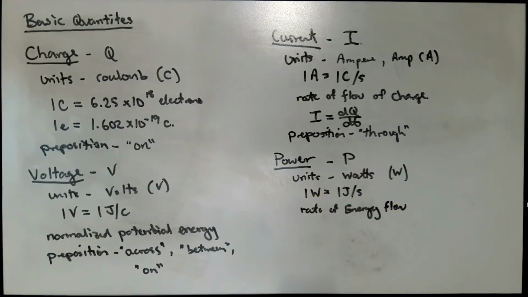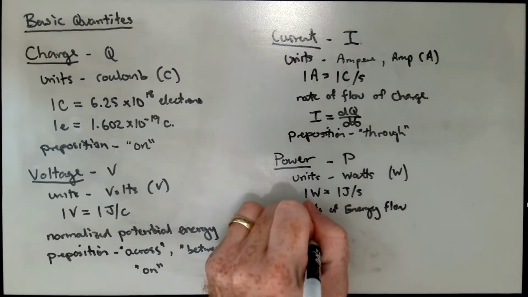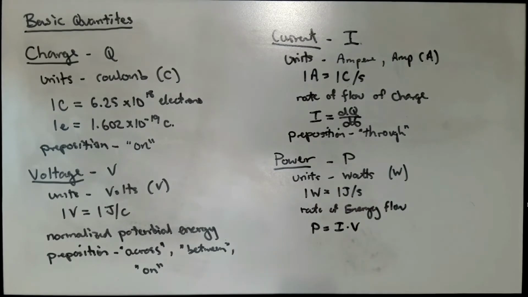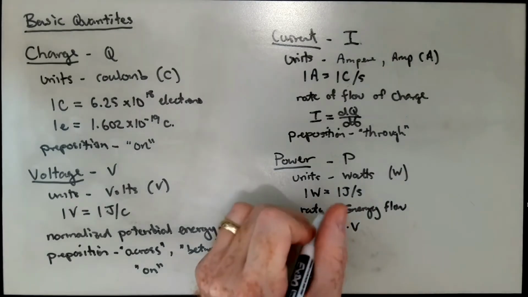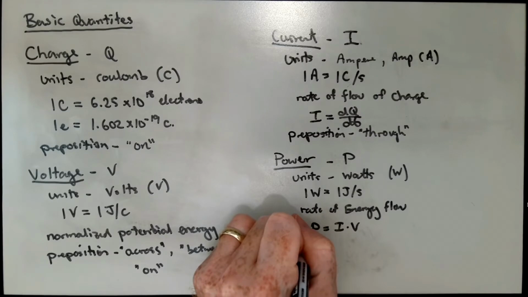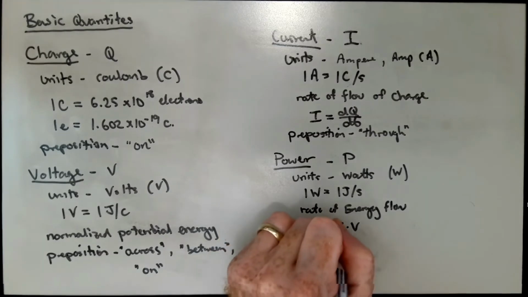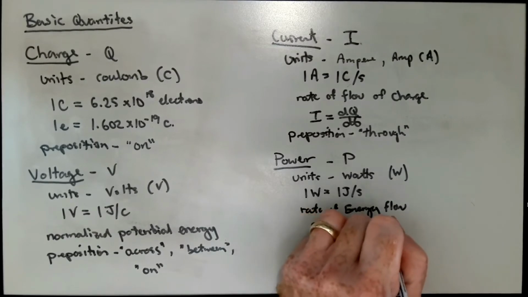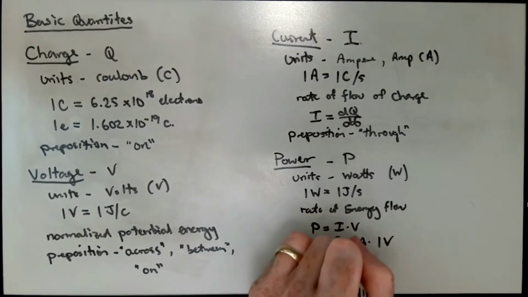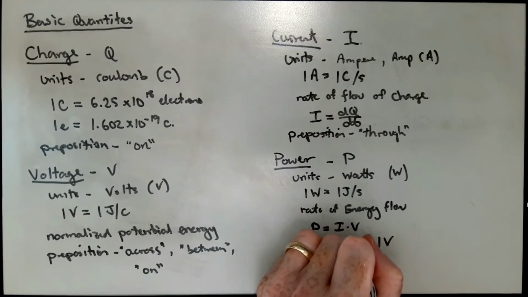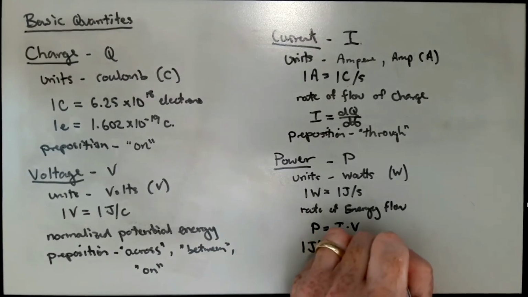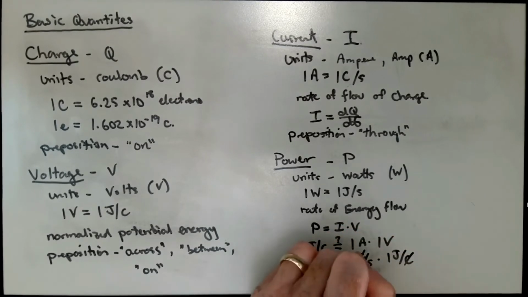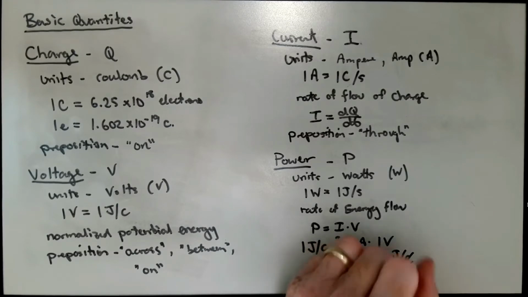And in terms of electrical variables, power is equal to current times voltage. So we can check the units on that. 1 watt is 1 joule per coulomb. Is that the same as 1 amp times 1 volt? Well, an amp is a coulomb per second, and a volt is a joule per coulomb, and so the coulombs cancel, and we're left with 1 joule per second, and so that checks out.